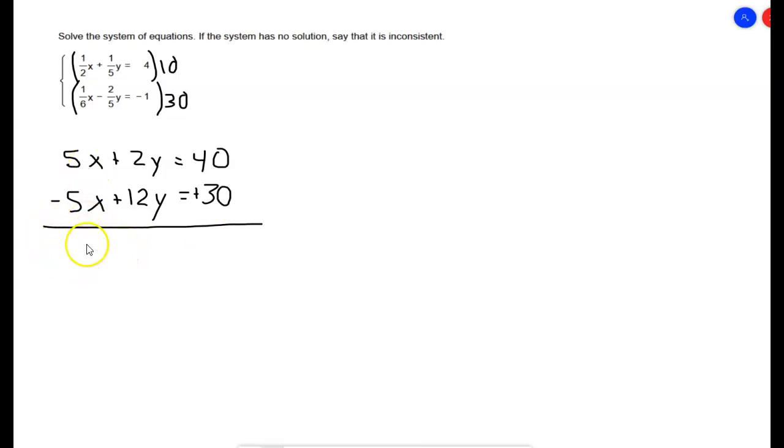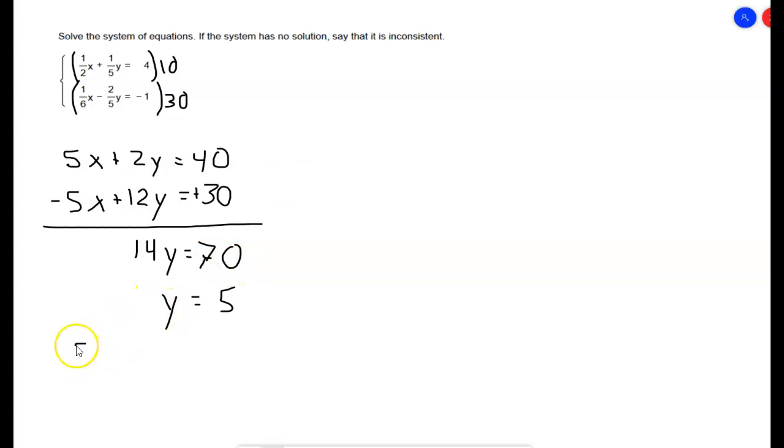So these will cancel out, and I'm just left with 14y is equal to 70, and therefore y is equal to 70 divided by 14, which is 5. So that easily gives me my 5, or my y value. And then I can just come up here and, in either one of these equations, plug that 5 in. I'll do it with the first equation.